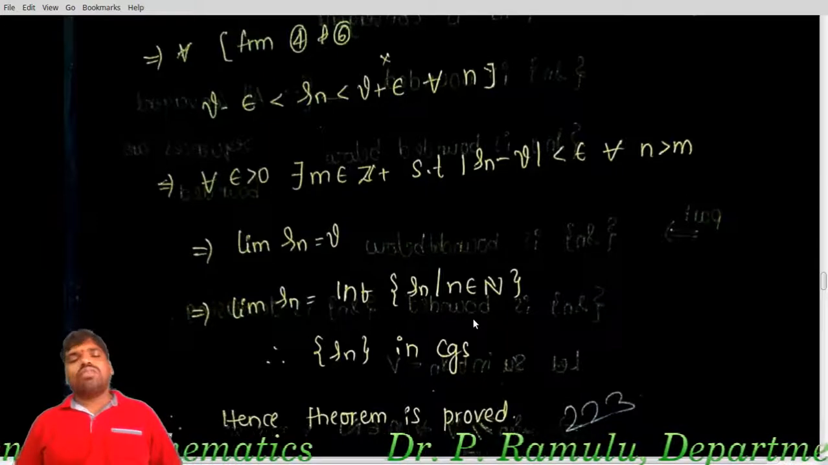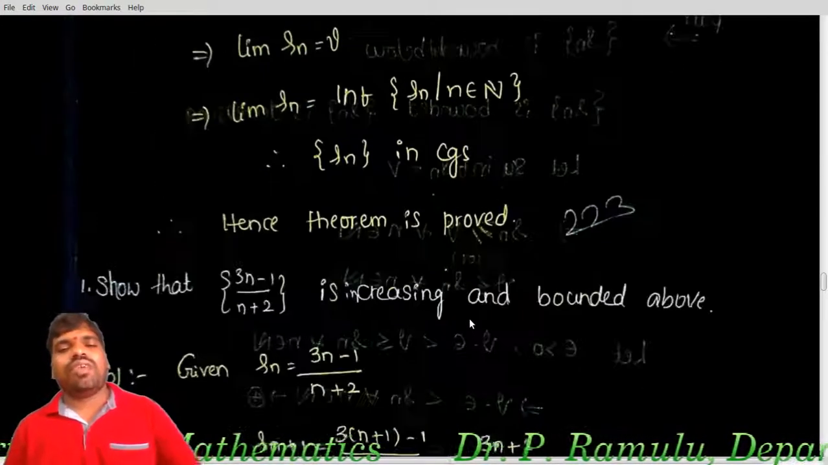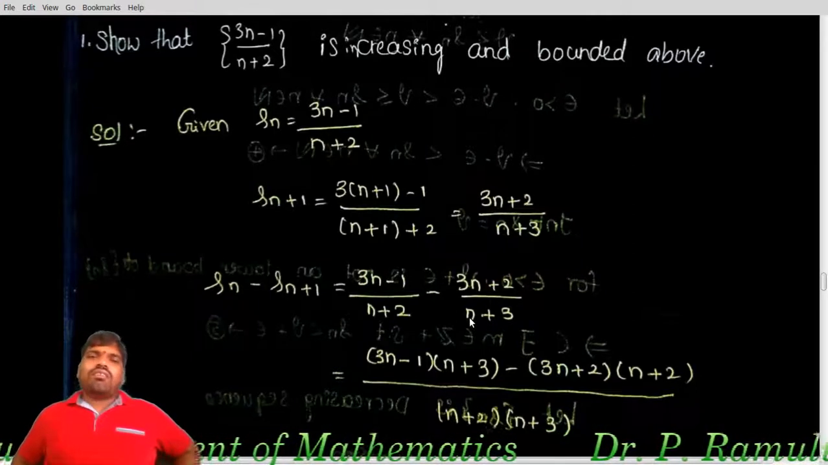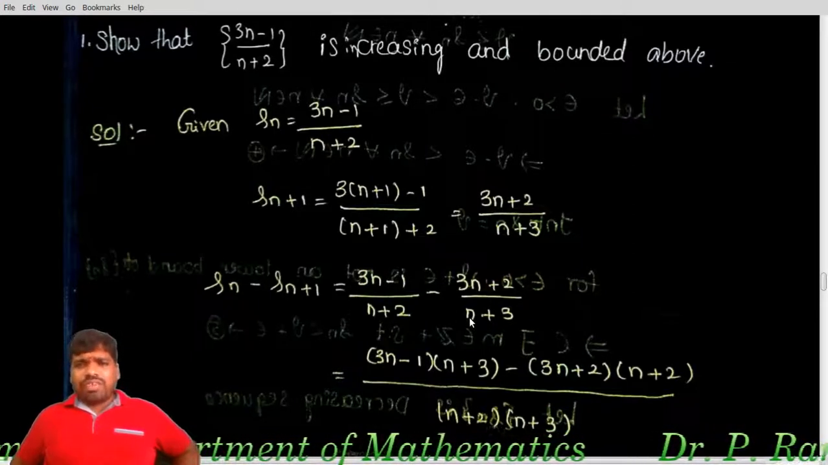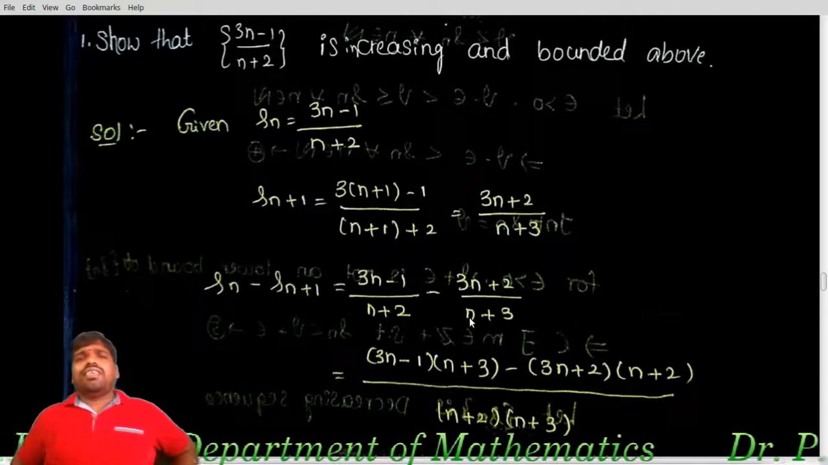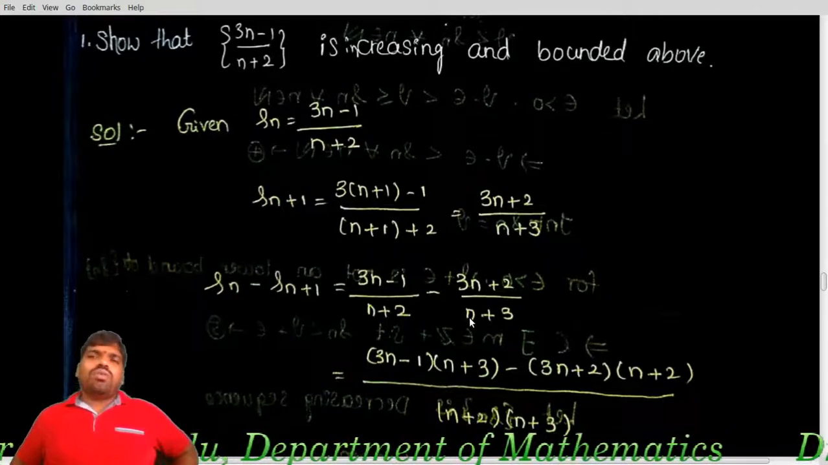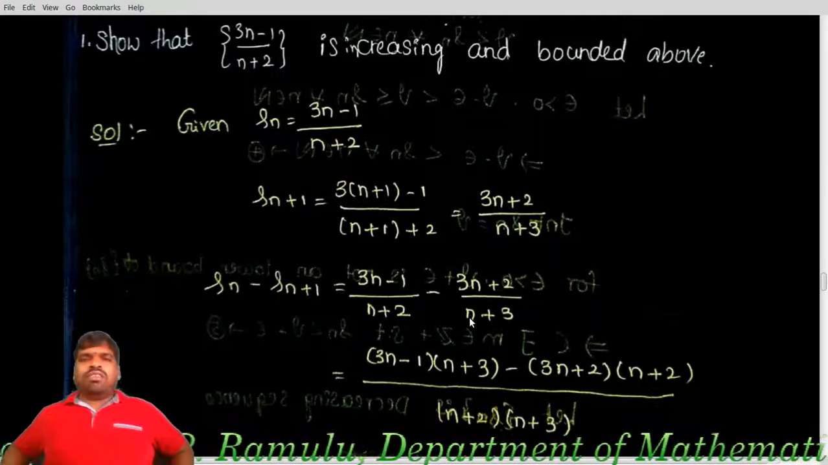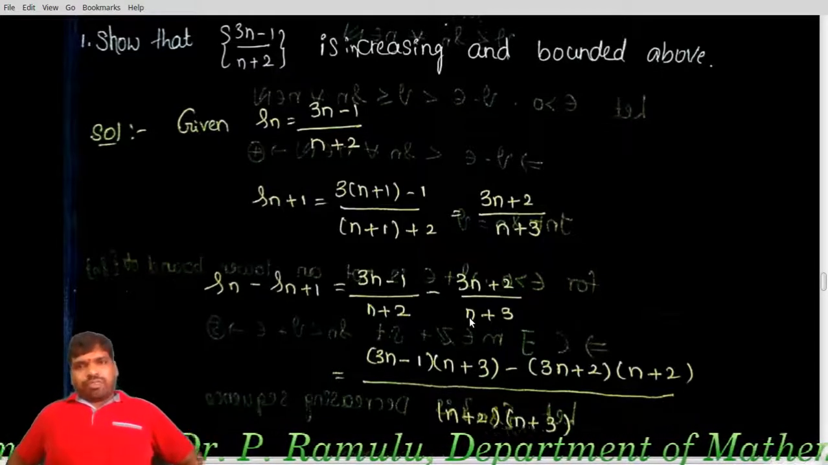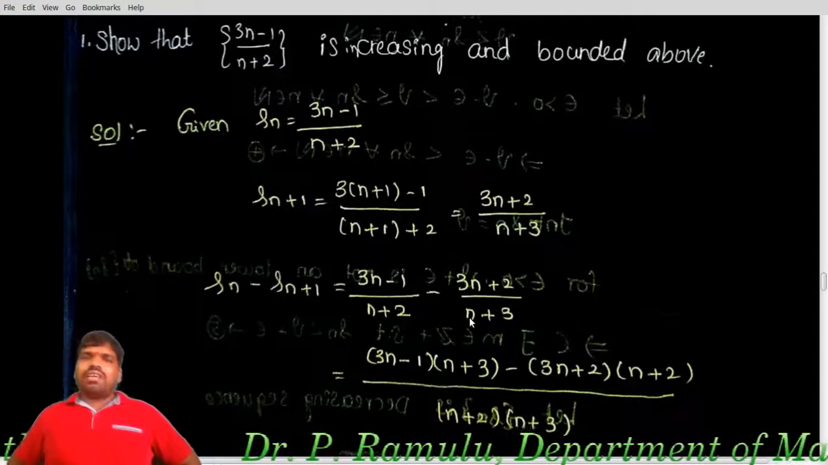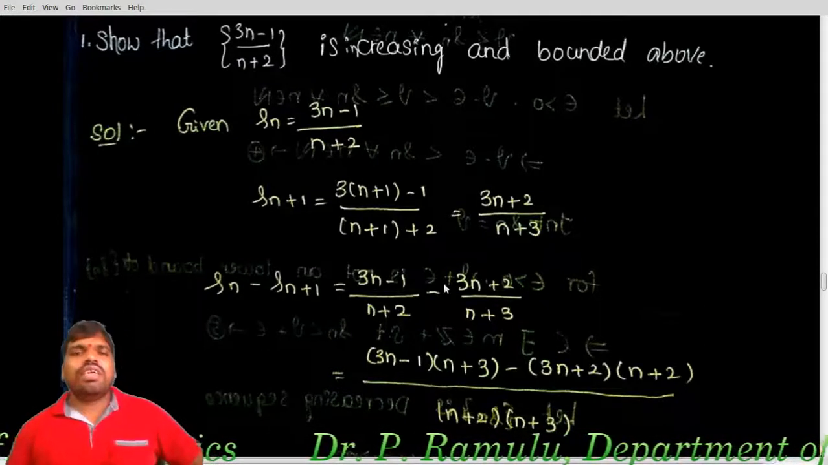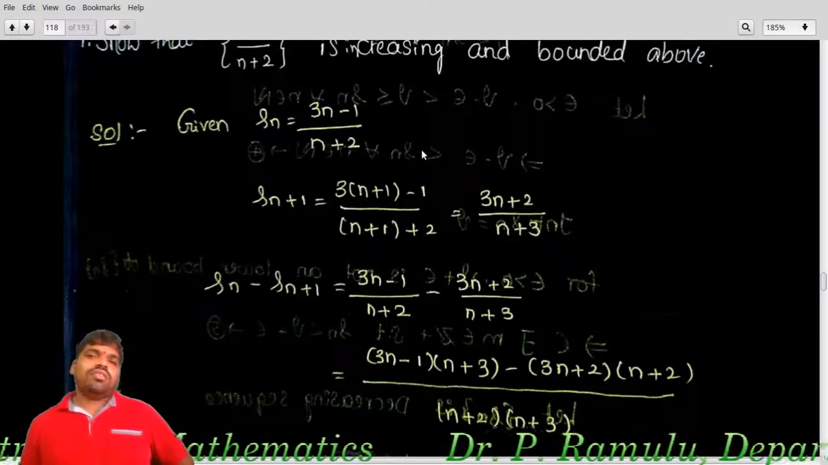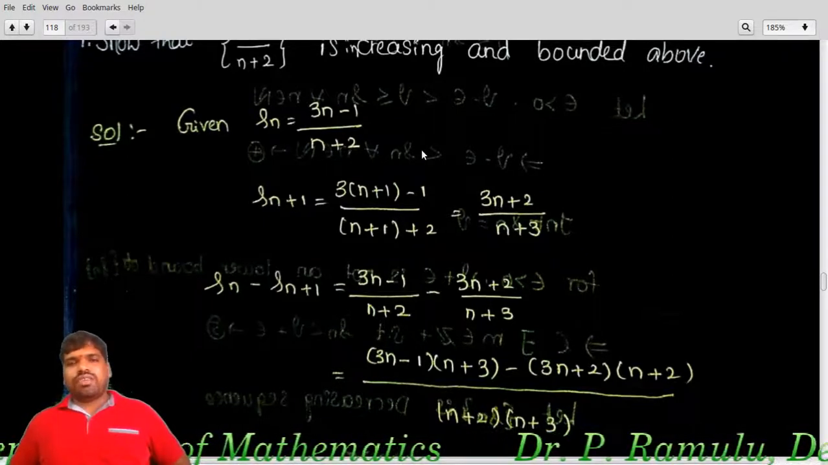So, this is for the theorem. Next problem. Show that (3n minus 1) by (n plus 2) is increasing and bounded above. Given Sn is equal to (3n minus 1) by (n plus 2).